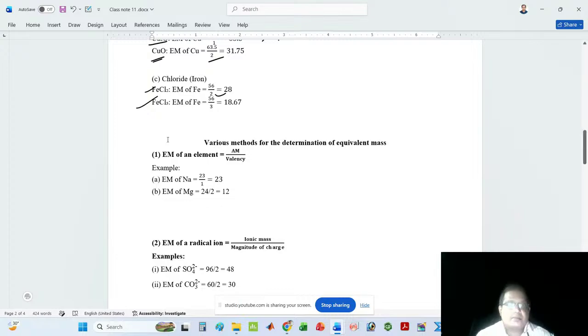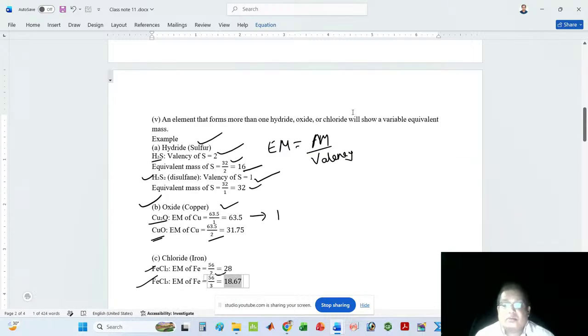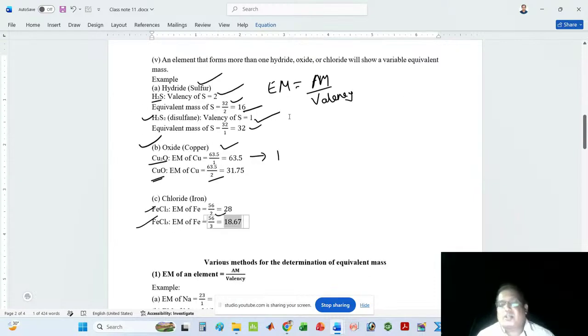So here look at that. In FeCl2, the equivalent mass is your 28. In FeCl3, the equivalent mass of iron is your 18.67. So here I can conclude that an element that forms more than one hydride, oxide or chloride will show a variable equivalent mass.